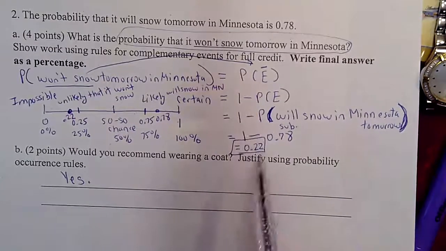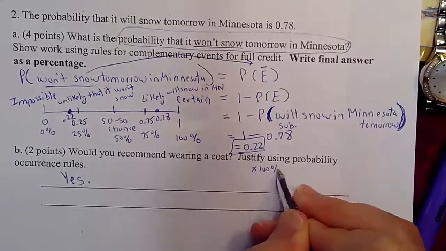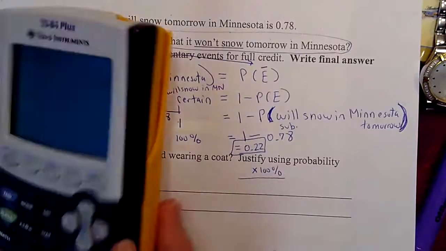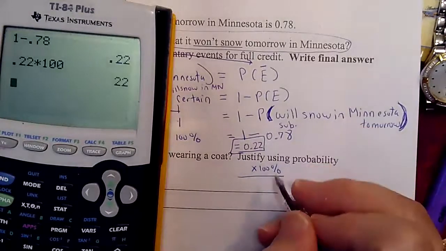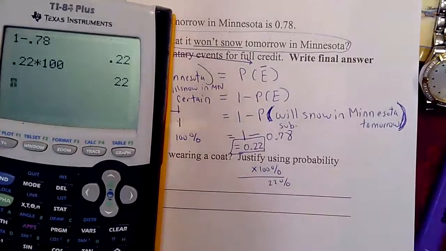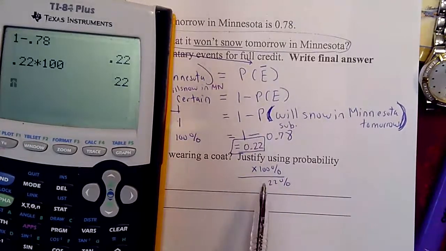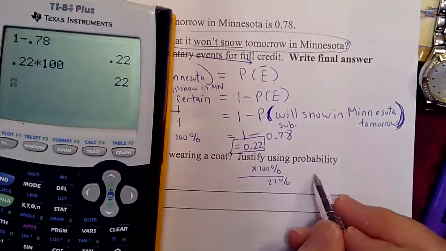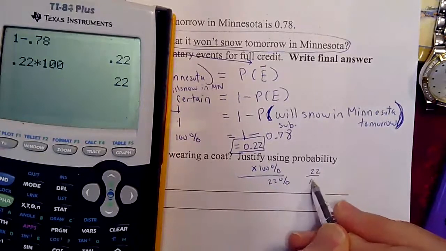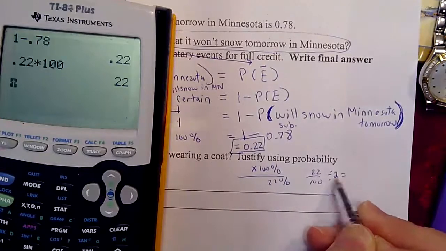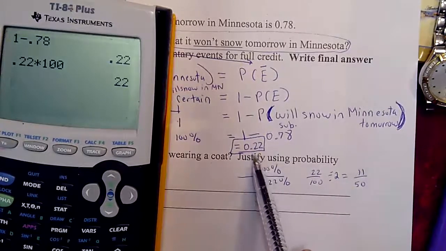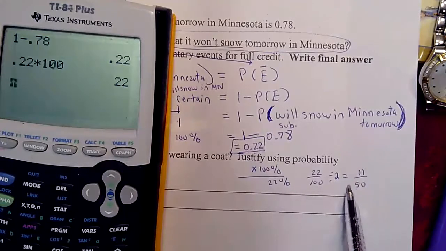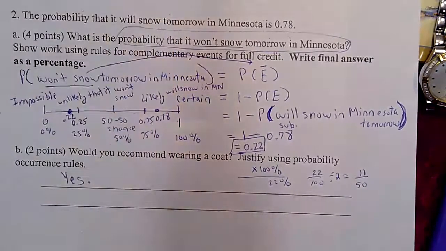If they want a percentage, remember you just multiply by 100%. So if they want a percent, 0.22 times 100% is 22%. So in your answer, they might want a decimal or they might want a percent, so you have to be ready to convert that. And as a fraction, that would be 22 over 100, that reduces by 2. Half of 22 is 11. Half of 100 is 50. So they can actually ask for this as a decimal or a percent or as a fraction. So you do have to know how to change those.